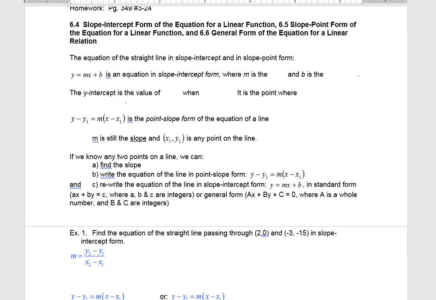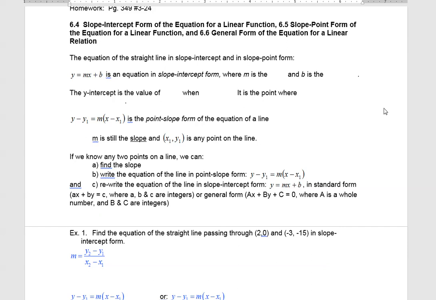So today's lesson is going to be looking at solving the equation of a line given 2 points. There's several different forms of the equation of a line, so we're going to look at those forms, and then we're going to look at how to solve them.